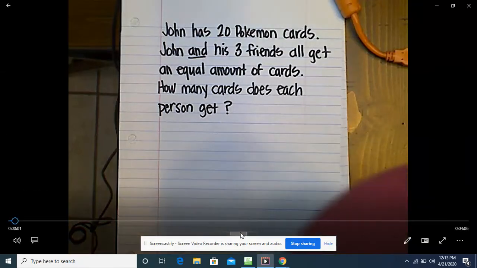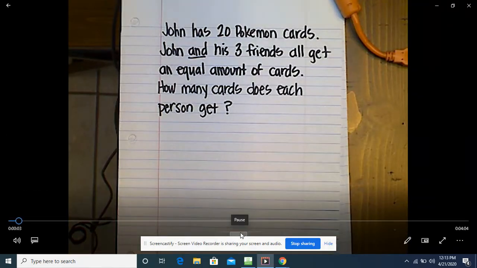Okay, Victoria, here's our new problem today. I'm going to go ahead and read this one to you because this one could be a little tricky. John has 20 Pokemon cards. John and his 3 friends all get an equal amount of cards. How many cards does each person get? So I'm wondering, what do you know in this problem?